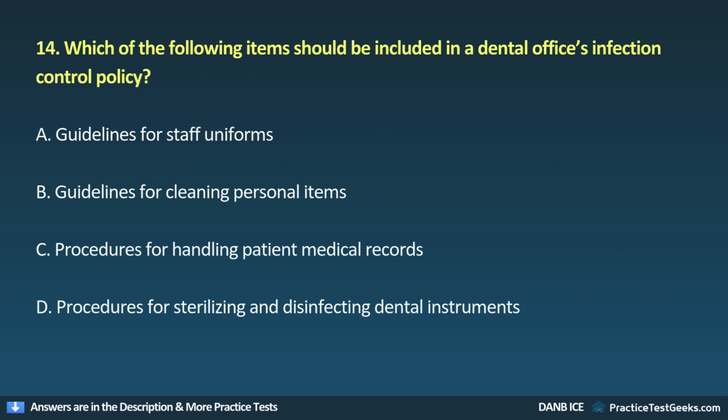14. Which of the following items should be included in a dental office's infection control policy? A. Guidelines for staff uniforms. B. Guidelines for cleaning personal items. C. Procedures for handling patient medical records. D. Procedures for sterilizing and disinfecting dental instruments.